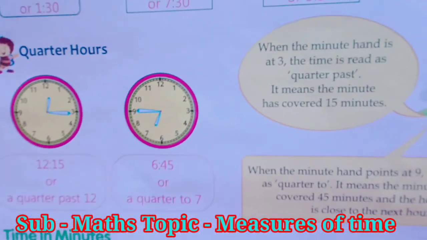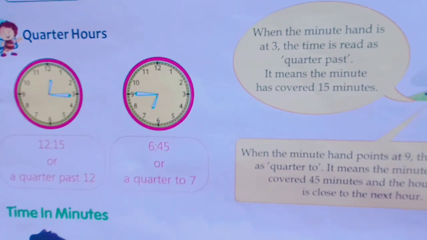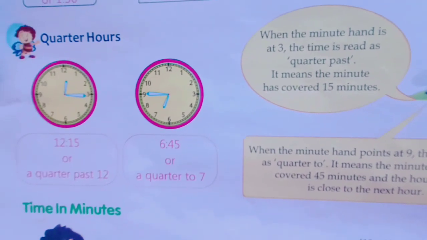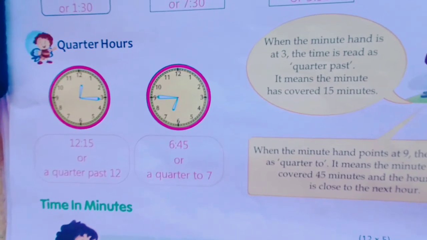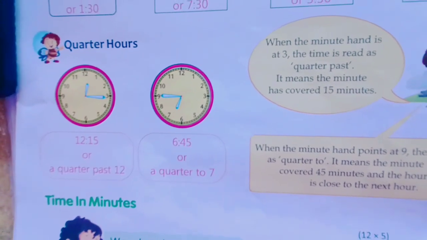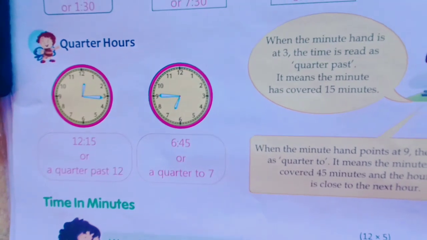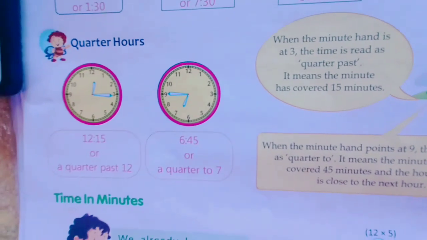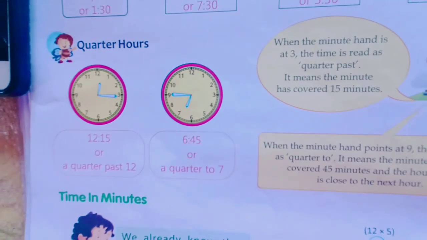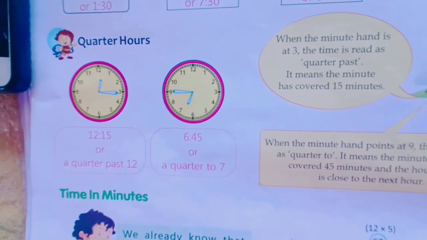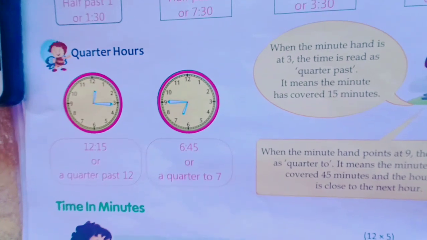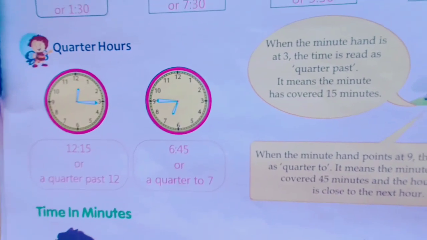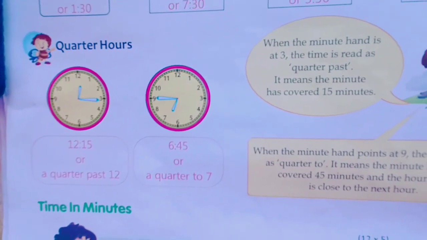Quarter hour. We will learn that when the minute hand is at 3, the time is read as quarter past. It means 15 minutes have been covered. Children, keep in your mind, quarter past means 15 minutes. Okay, see here, we will see the example.